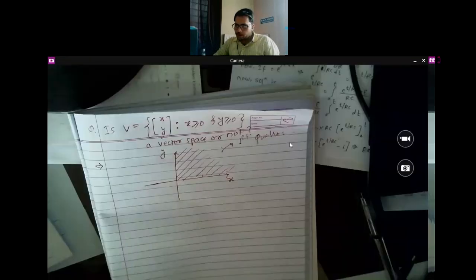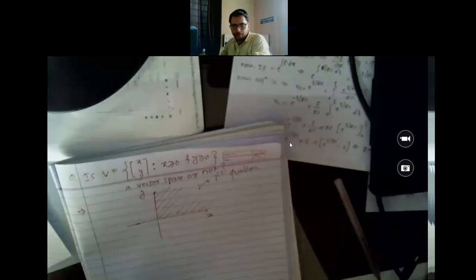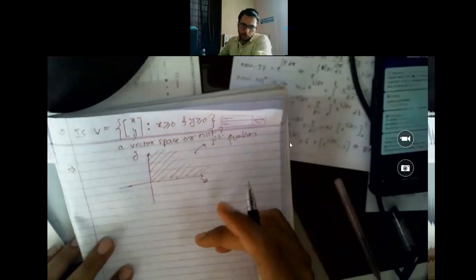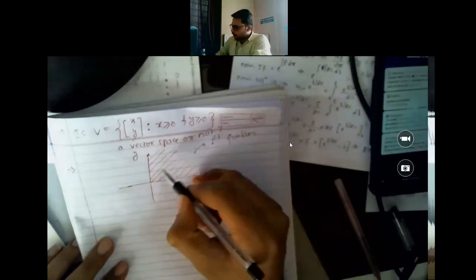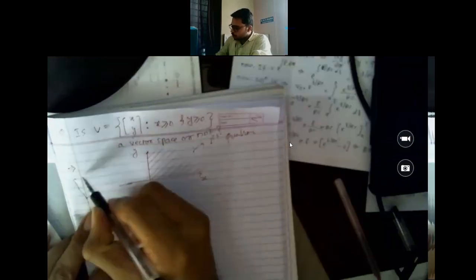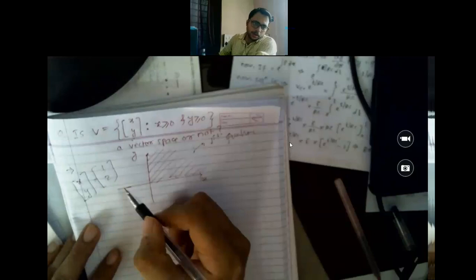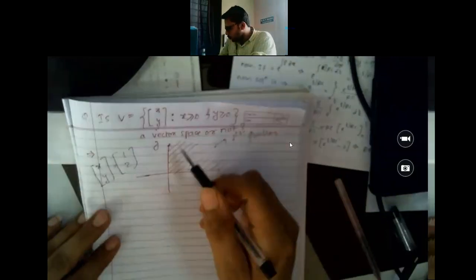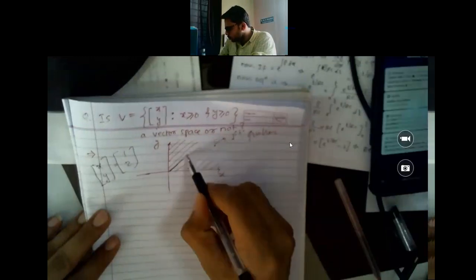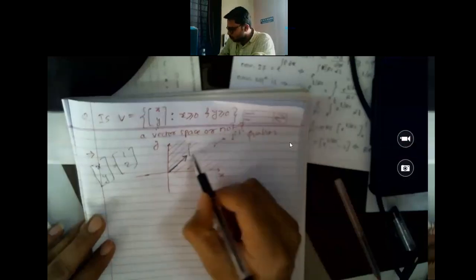We'll now check. Let's say any vector is there within this. I'll use a different pen now. We have to put only positive values of x and y. Let's say x and y are 1 and 2. If we plot this, this is 1 unit and this is 2. So this is the vector (1, 2).